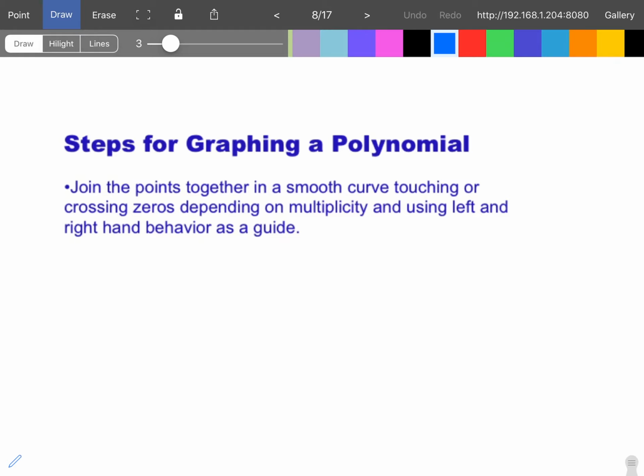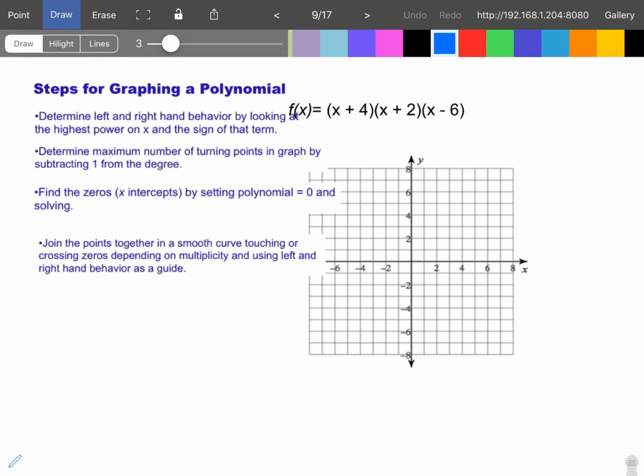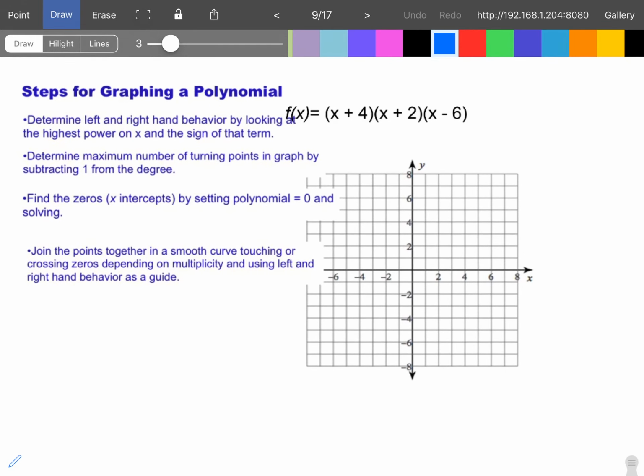Steps for graphing a polynomial. Join the points together in a smooth curve, touching or crossing zeros depending on multiplicity, and using left and right hand behavior as a guide. We're not really going to worry with this part right now. We're just going to make sure that we get our left and right hand behaviors correct and that we cross the zeros or the x-intercepts in the correct location for right now. Okay, so since we're just getting started.